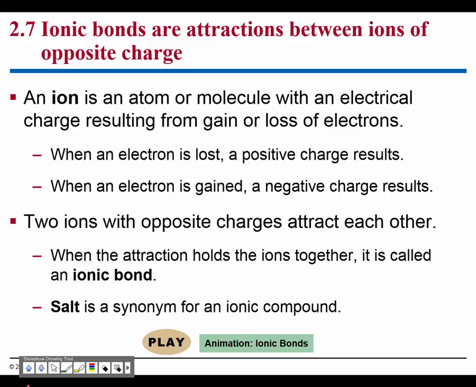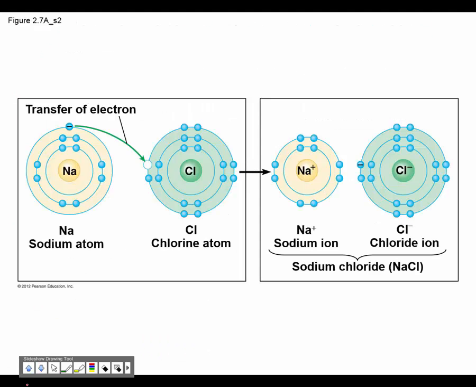When you have two ions with opposite charges, you get an ionic bond. Salt, meaning a metal and a nonmetal like sodium and chloride, is a synonym for an ionic compound, because one loses an electron and the other gains an electron. And there's your graphic. The sodium loses an electron, the chlorine gains an electron. And this is, remember our periodic table, right?